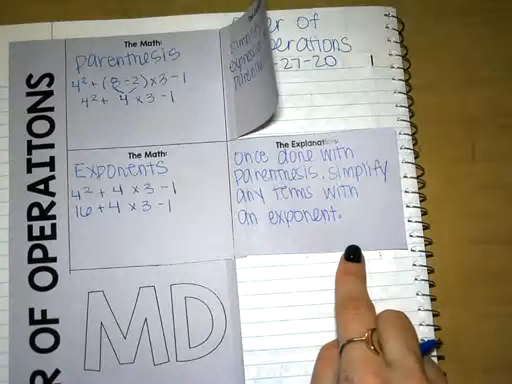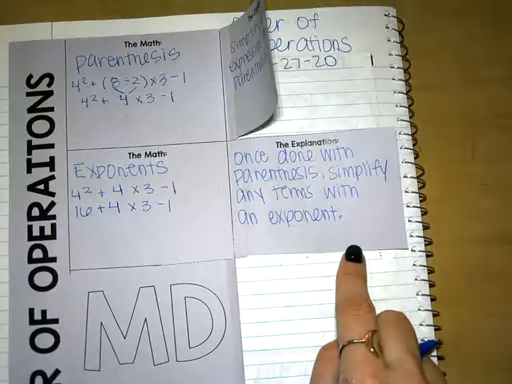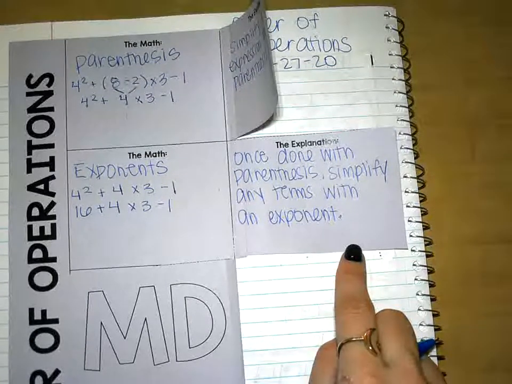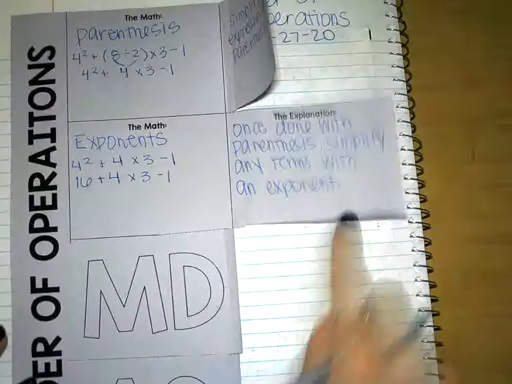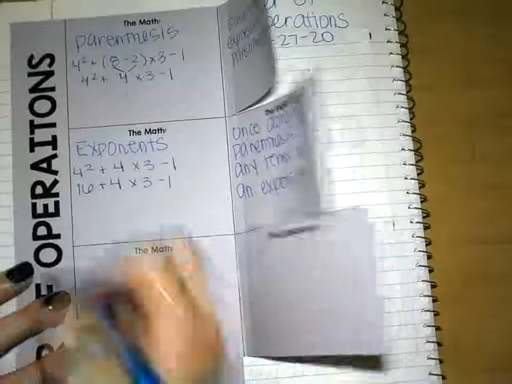Order of operations is all about organization and step by step. Now are we done with our exponents? Yeah. So what do we do now? Multiplication or division. Good. So next is multiplication or division.